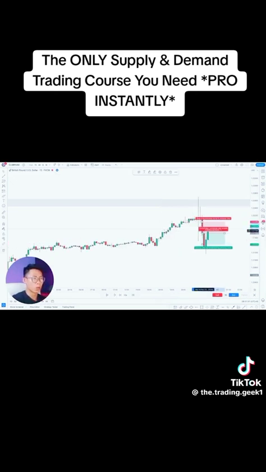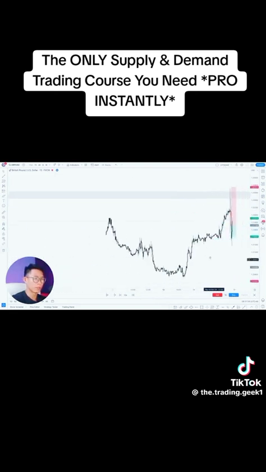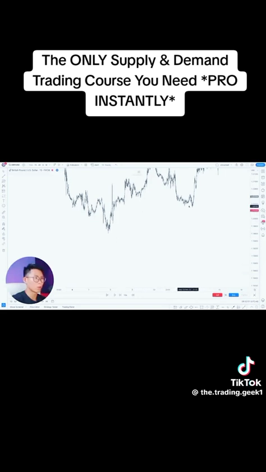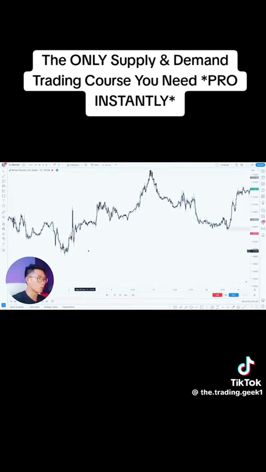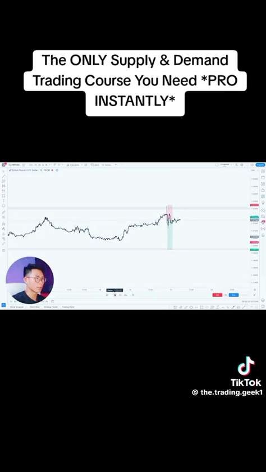So place a stop loss above this supply zone that we have right here, take profit at the next demand zone, which could be somewhere right around here. Let me check, where's the next demand zone? Yeah, probably somewhere right around here actually. This is the next demand zone. So as you can see, this probably wasn't the best trade setup that we could possibly get.